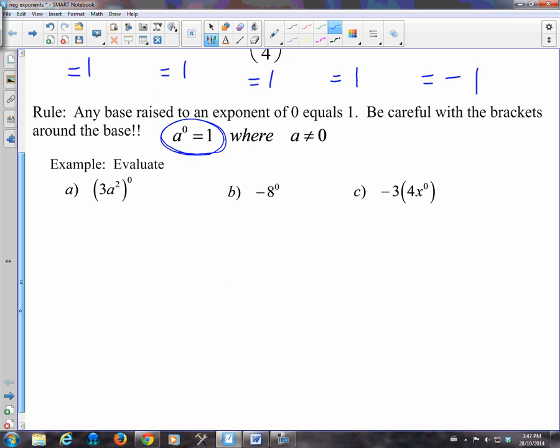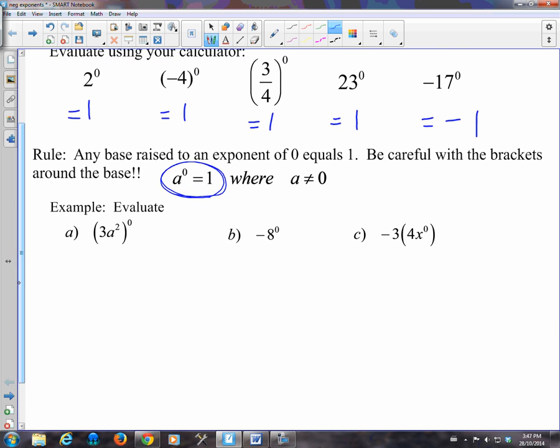Be careful. You've got to be careful with brackets, though. So this question, everything in the brackets has an exponent of 0. So that means everything equals 1. This question, though, there's no brackets. So the only thing that goes with the 0 is the 8. The negative stays in front. So 8 to the exponent 0 is 1. So we have an answer of negative 1.